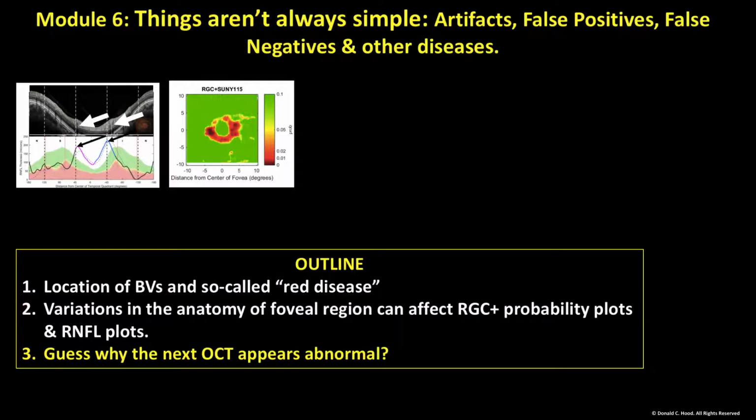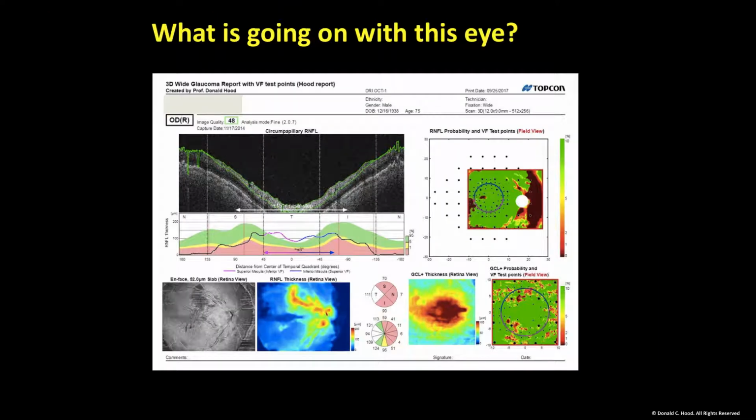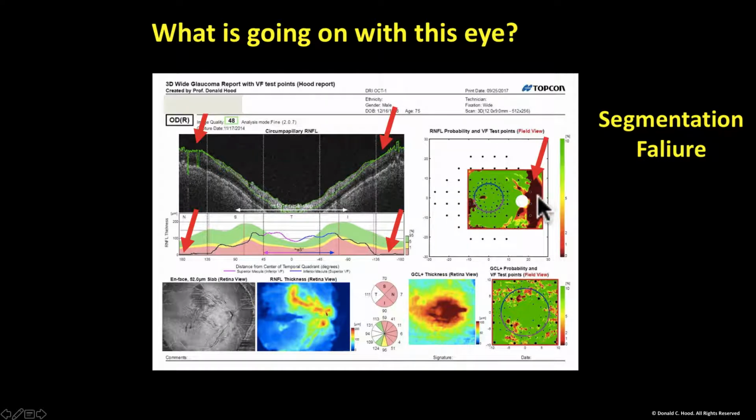Okay. All right, guess why the next OCT appears abnormal? So that looks pretty bad, right? But I've already told you to be aware of the nasal region. You often have artifact problems. And sure enough, there it is. If you look up here, you can see the algorithm's having trouble. And here. And here. And here. If it goes to 0, it's almost certainly an algorithm problem or segmentation problem. So this is a segmentation failure causing this artifact here.